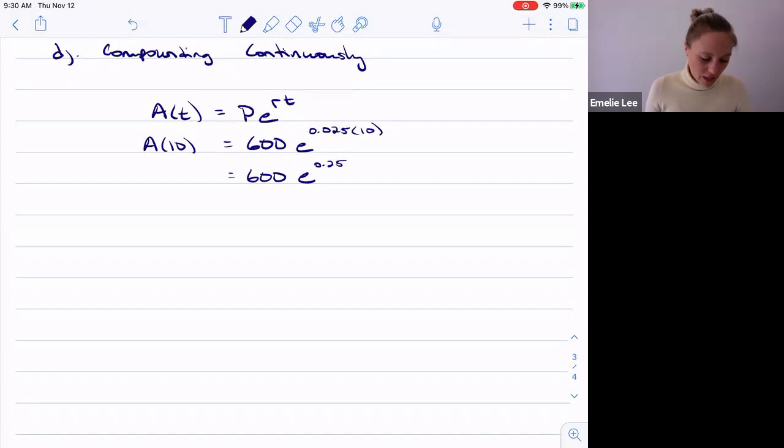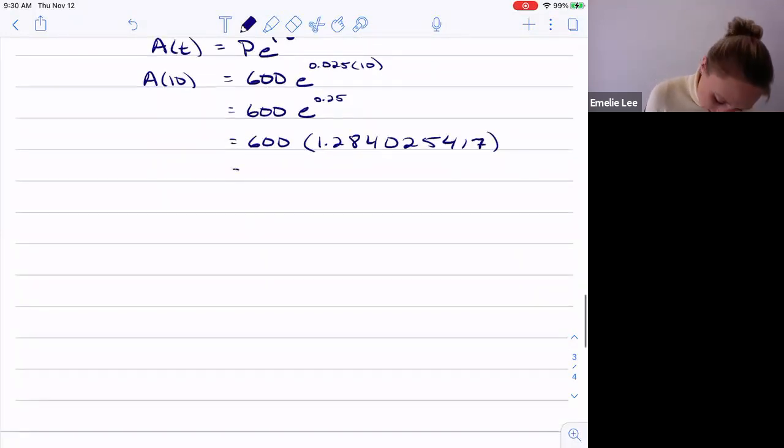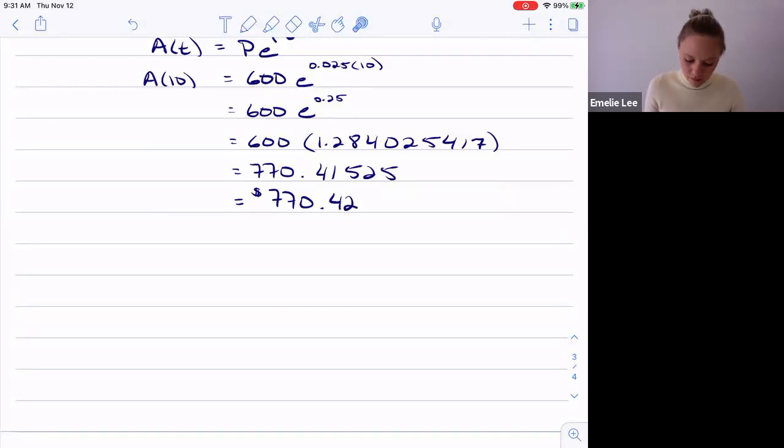Okay. And then e to the power of 0.25 is roughly 1.284025417. And then times 600, 770.41525. And again, since we're talking about money, let's go 770.42. One rounds up because it's followed by 5.